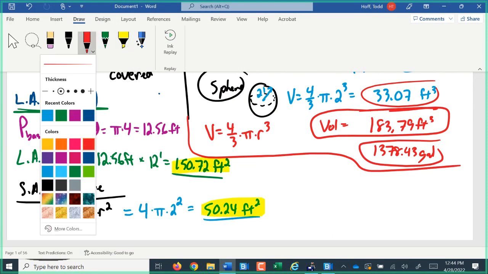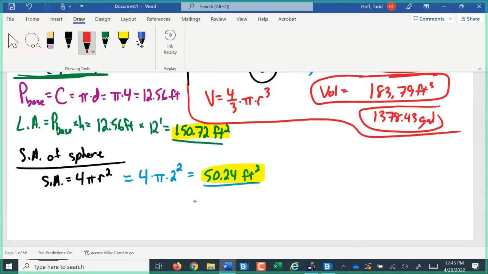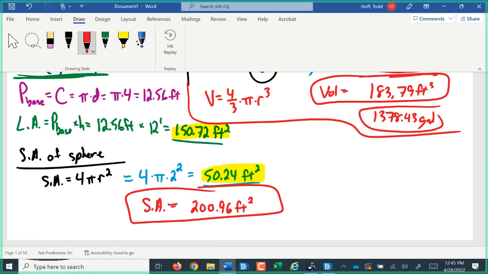Add up those two surface areas. 200.96 square feet of total surface area. But hey, not so bad.